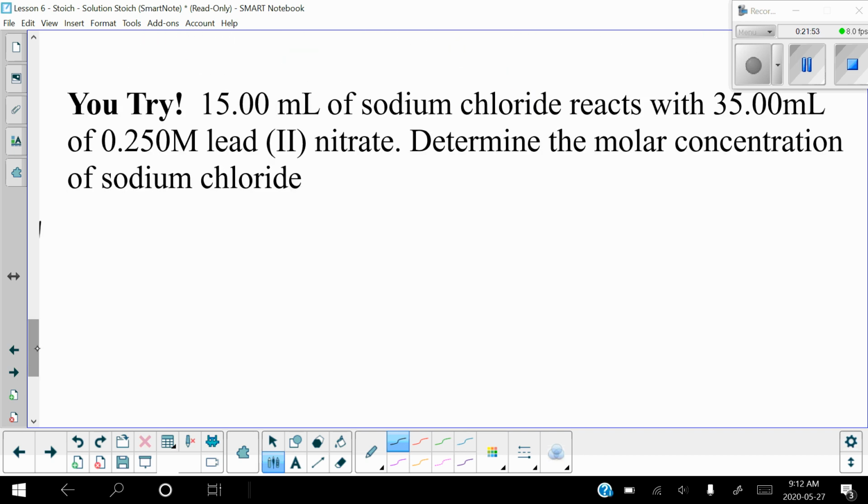All right, you're going to try this one on your own. 15 milliliters of sodium chloride reacts with 35 milliliters of 0.525 lead nitrate. Determine the molar concentration of sodium chloride. So remember, first step, you're going to write your balanced reaction, then list what you need. Then you're going to perform Stoich and find your unknown. Okay, so you can unpause when you are ready.